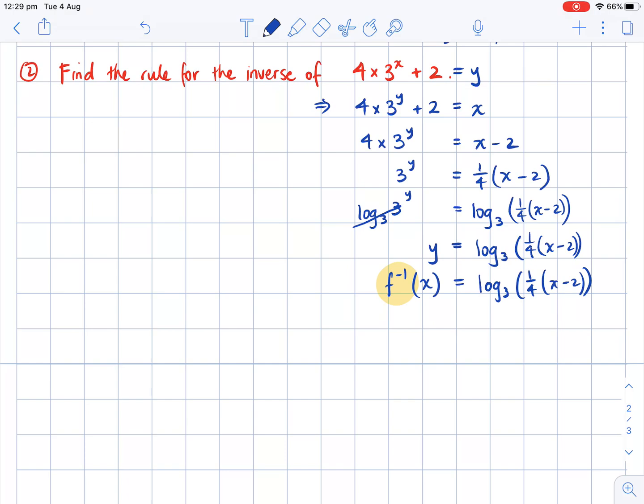If you're asked for the domain and range as well, then you can simply work out the domain and range from the original function and then swap the domain and range also.